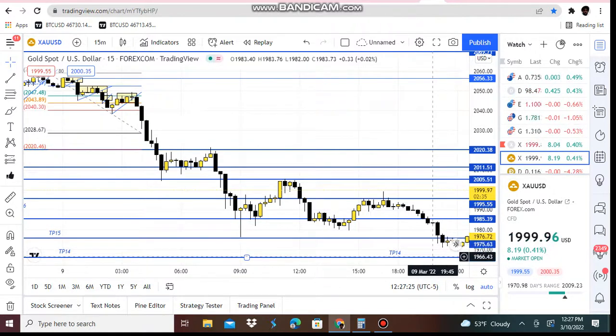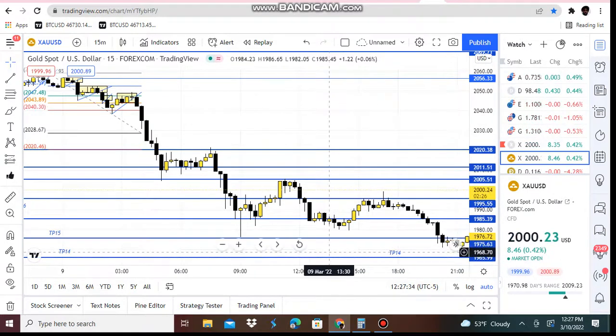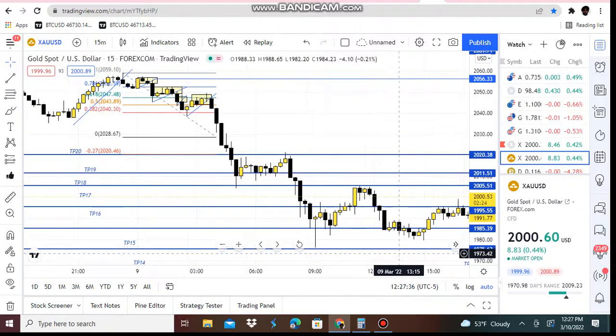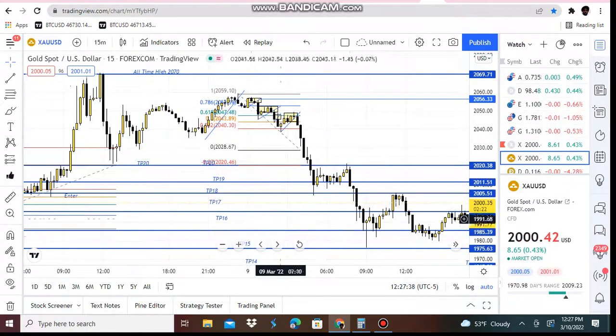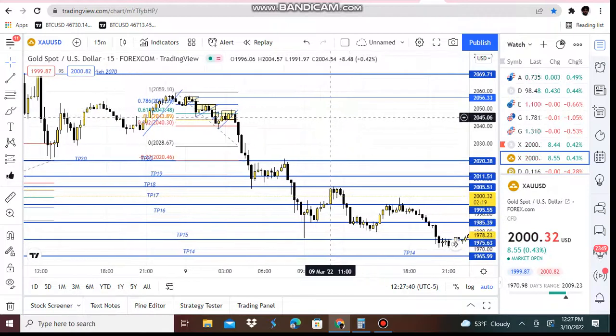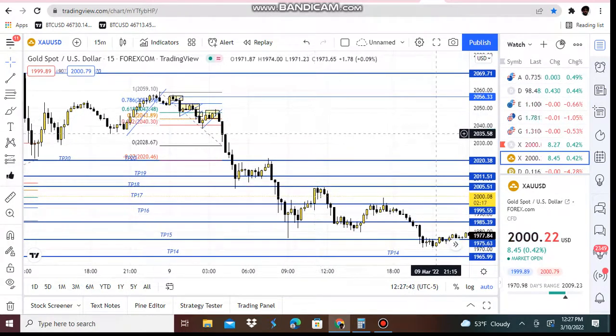2070, take profit 14 starts at 2000. 1971, 1970, take profit 14 starts at 1965. So major move for gold. It goes all the way down here, and before heading back up.